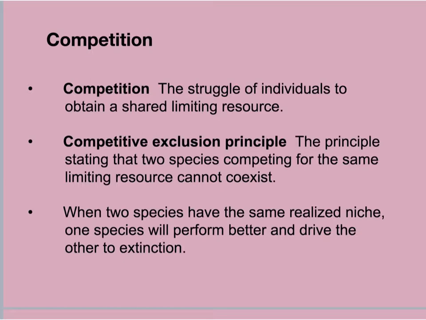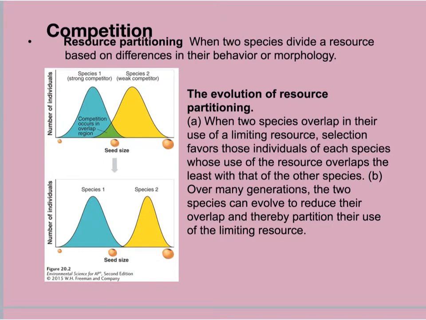Competition for a limiting resource can lead to what we call resource partitioning, in which two species divide a resource based on differences in their behavior or morphology, like their physical attributes. In evolutionary terms, when competition reduces the ability of an individual to survive and reproduce, natural selection will favor individuals that overlap less with other species in that resource area.